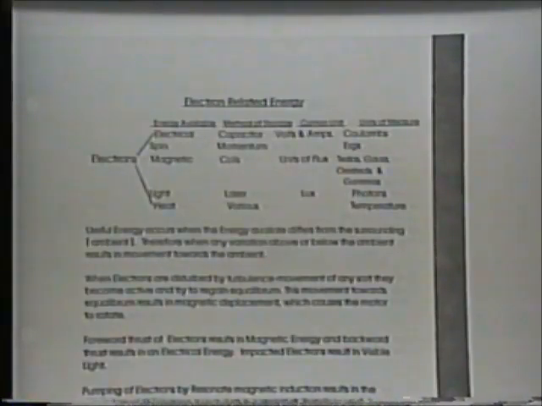Okay. It turns out that electrons provide us with a lot of things besides, say, electricity. And this is sort of a brief breakdown on it. And there's probably other types of things that they provide us with also.